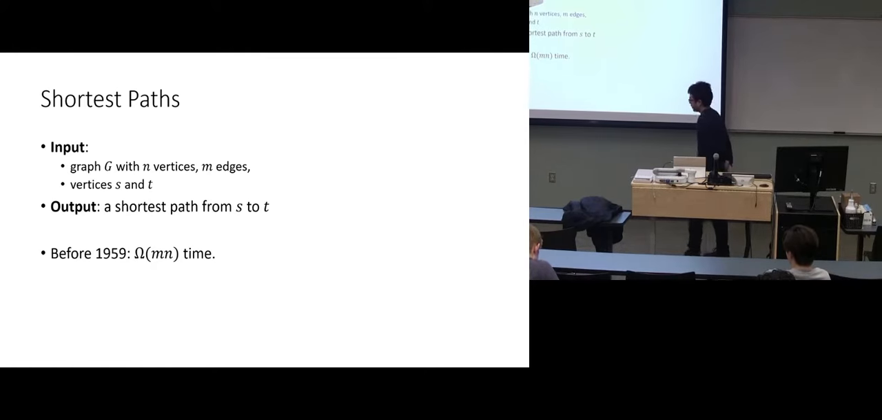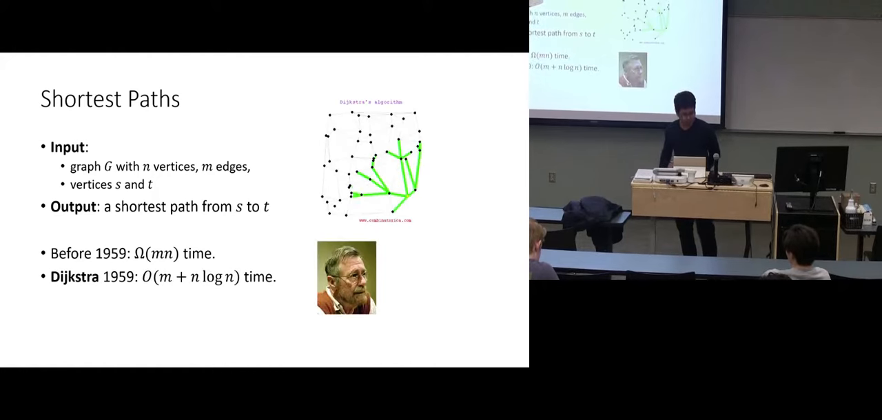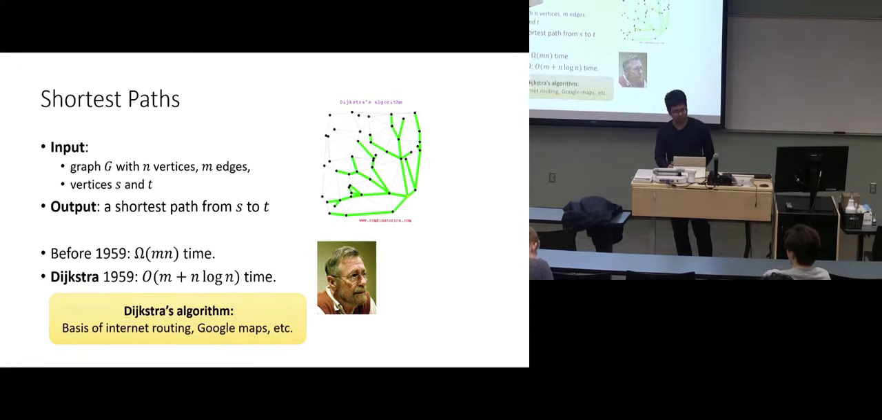Before 1959, there was an algorithm called Bellman-Ford. It tells you how to compute this in mn time. We will learn about this later in the class. But in this year, Dijkstra actually showed how to compute this shortest path in m plus n log n time. This speedup, just by a near-linear factor, is so impactful. It really is the basis of internet routing nowadays and Google Maps and so on. So it's just an improvement by a linear factor, and it's so important actually.